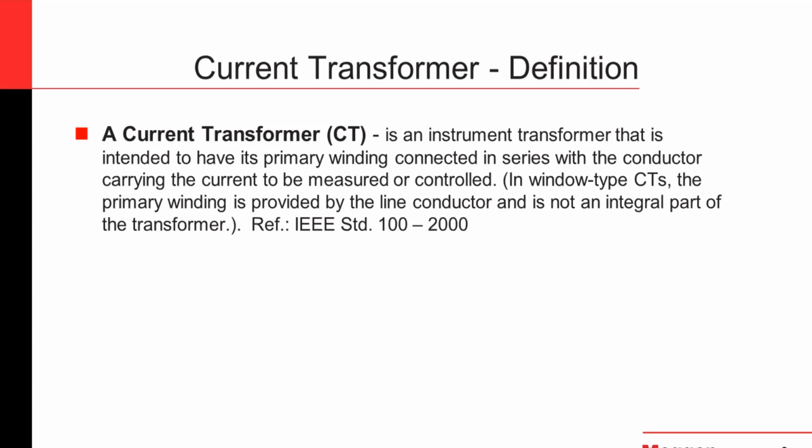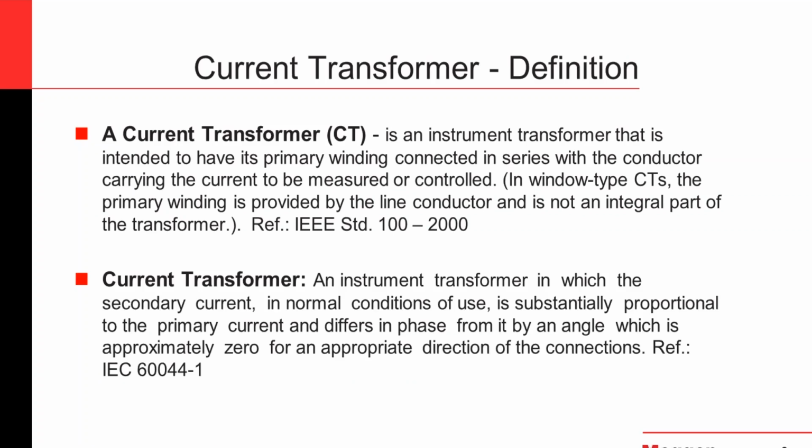First, let's start with the definition of a CT. For those of you who don't know, a CT is an instrument transformer which is connected in series with the primary winding. That's what the IEEE standard 100-2000 says. So it is connected in series with the primary winding.